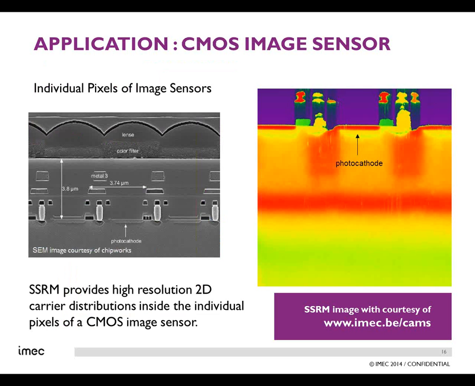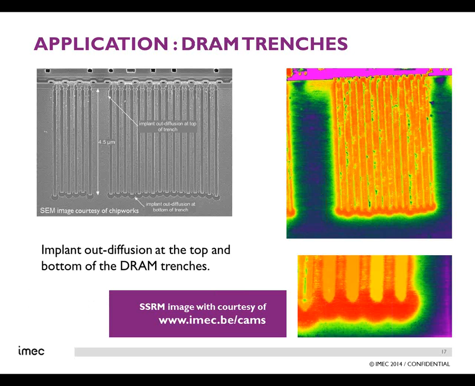We also do a lot of measurements for various clients via the spin-in structure that we have here at IMEC. I mentioned it in my introduction. This is one of the examples that we can show you, thanks to the courtesy of these spin-in cams. This is an example of a CMOS image sensor, and what you can see directly is that we can get a very high resolution 2D current distribution inside the individual pixels of a CMOS image sensor. You can see on the left side the SEM, on the right hand side the SSRM image.